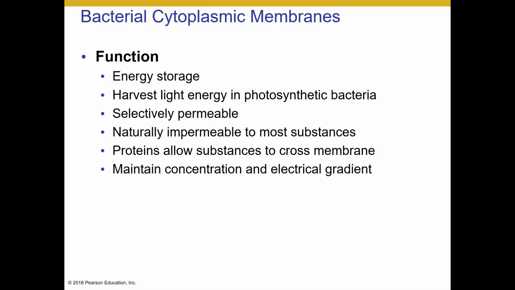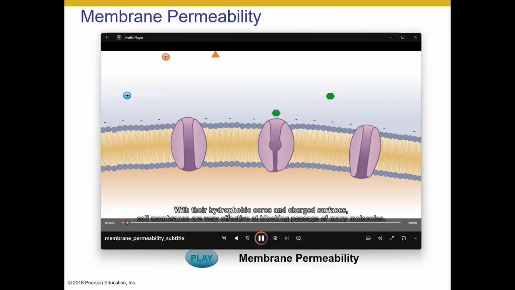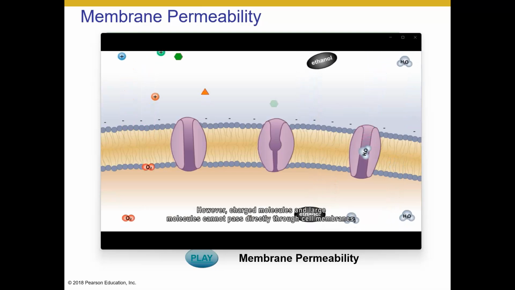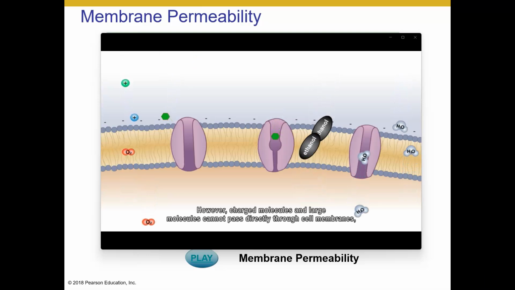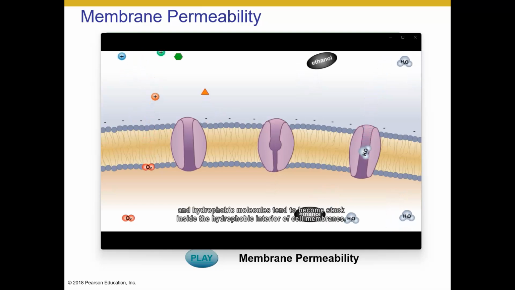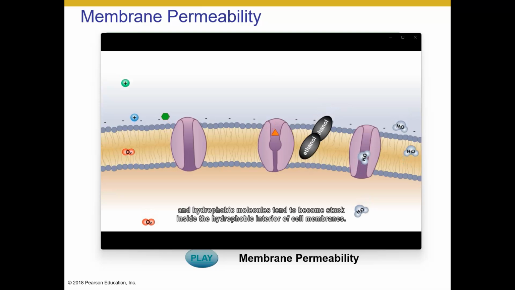Mini-check: what term describes the idea that the membrane allows only certain substances to pass? Answer: selectively permeable. With their hydrophobic cores and charged surfaces, cell membranes are very efficient at blocking passage of many molecules. Some molecules, such as water, dissolved oxygen, and simple alcohols, are able to pass through cell membranes freely by passive diffusion. However, charged molecules and large molecules cannot pass directly through cell membranes, and hydrophobic molecules tend to become stuck inside the hydrophobic interior of cell membranes.